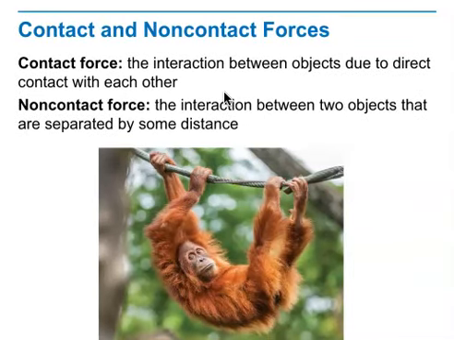So this orangutan picture shows both contact forces and non-contact forces. An example of a contact force would be where the orangutan's hand meets the rope, where there's direct interaction. And a non-contact force would be gravity pulling down on the orangutan and the rope itself.